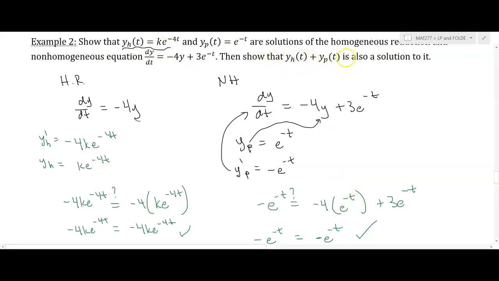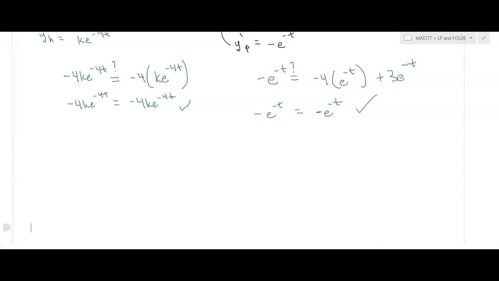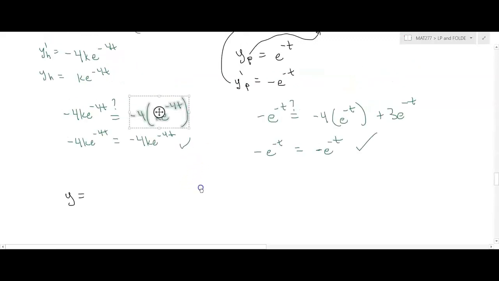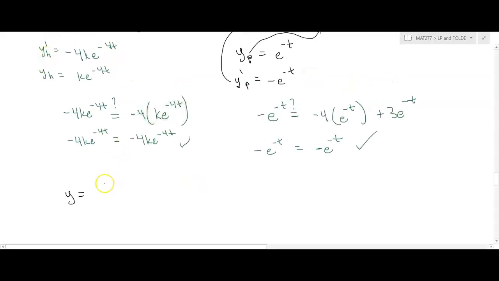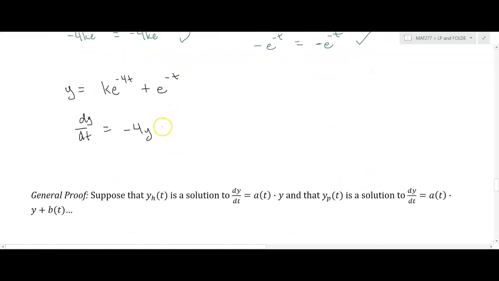Finally, it says, show that the sum of these is also a solution. So in order to do that, I'm going to have to look at the general solution, which is y equals the sum of the two functions. So the homogeneous is k e to the negative 4t. If I add to that the non-homogeneous, the y sub p, which is e to the negative t, I want to check, is this a solution of dy dt equals negative 4y plus 3e to the negative t.